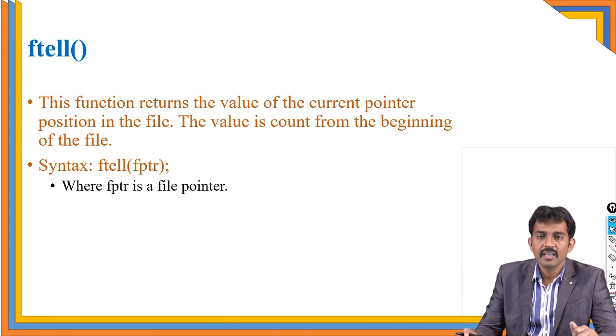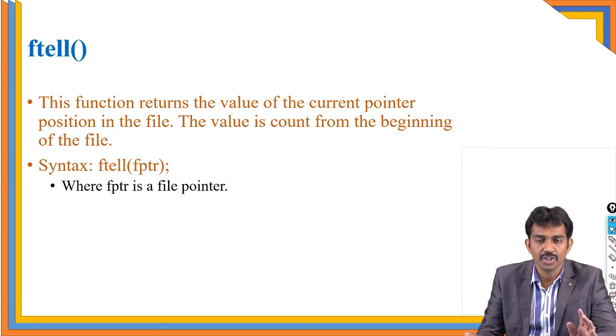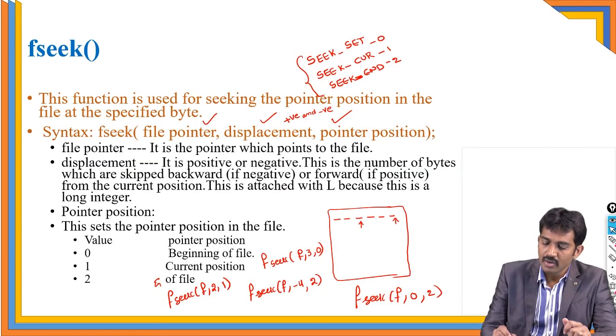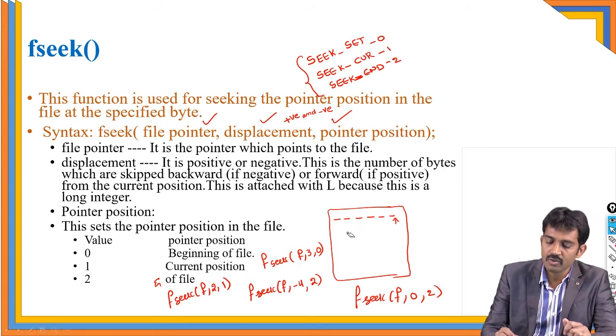Next function is ftell. Ftell is a function that is going to return where you are, currently where your cursor is positioned. It returns an integer value, the position of the cursor. This function returns the value of the current position of the file, counted from the beginning of the file. For example, if your cursor is here, it counts 1, 2, 3, 4, 5, 6. Ftell returns 6 as the output.